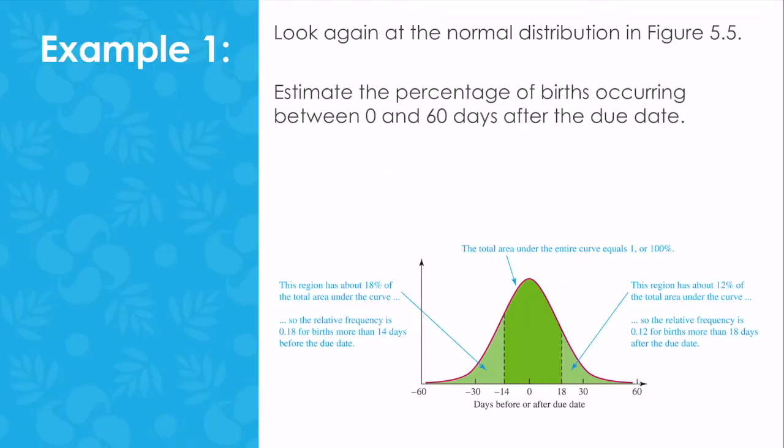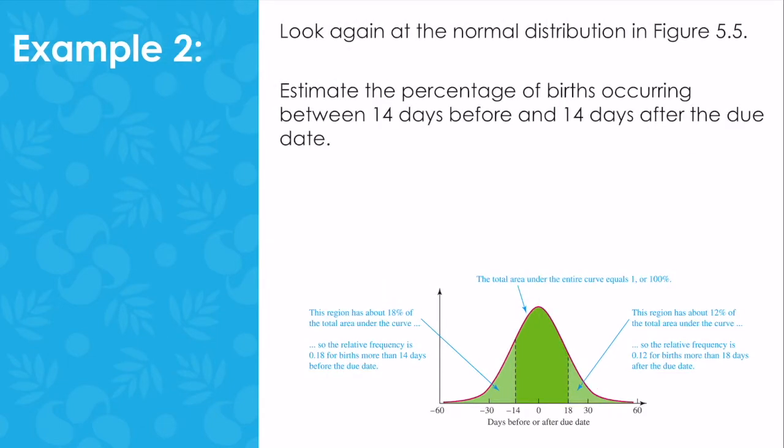So let's look again at our normal distribution. Let's estimate the percentage of births occurring between 0 and 60 days after the due date, keeping in mind that the total area under our normal curve is 1. I'm trying to find this area. Remember, it's symmetric. So if I divide my normal curve exactly in half, the area on both sides is 0.50. That corresponds to 50%. So 50% of births occur between 0 and 60 days after the due date.